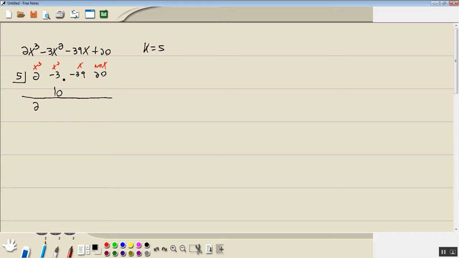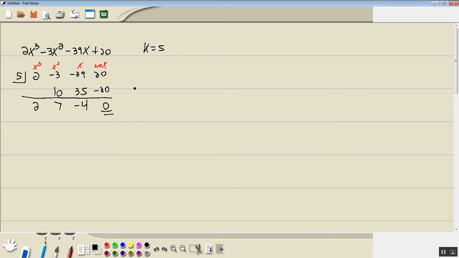5 times 2 is 10. Add: negative 3 plus 10 is 7. Multiply, always by the number in the box. 5 times 7 is 35. Add: negative 39 plus 35 is negative 4. And then multiply: 5 times negative 4 is negative 20. And 20 minus 20 is 0.